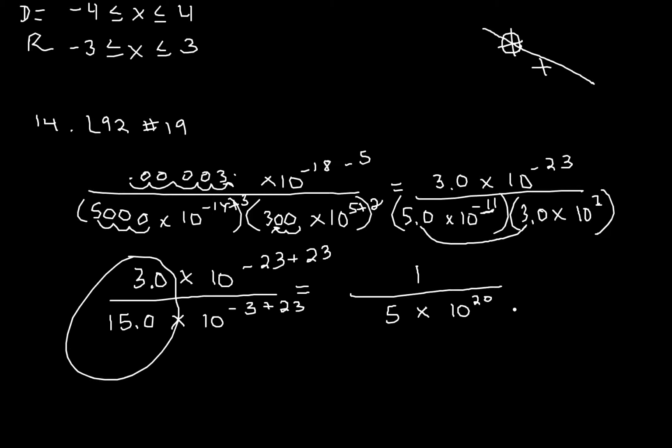Lesson 92, number 19. Whoops, how'd they get 2? I got a different answer, darn. Does anyone see where I made a mistake? 15. Oh, I know what it is. Okay, forget it. You can't leave it like this. So this is 1/5. It's the same thing as 0.2 times 10 to the negative 20. We're good. No, everything was okay.